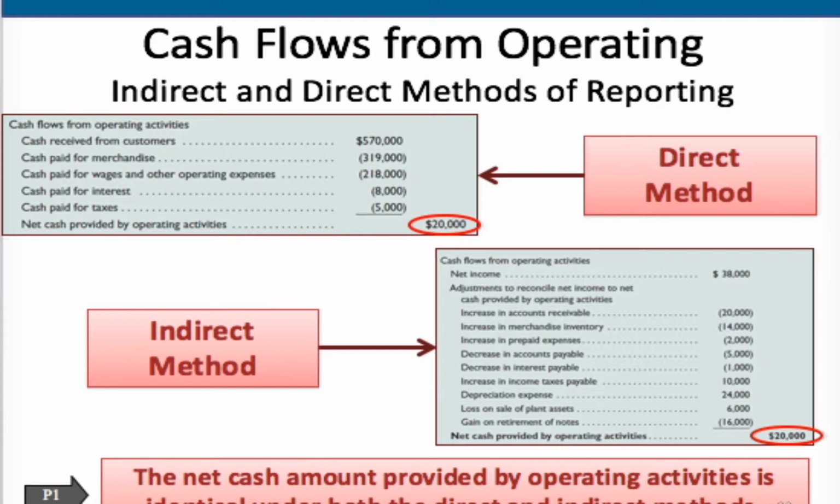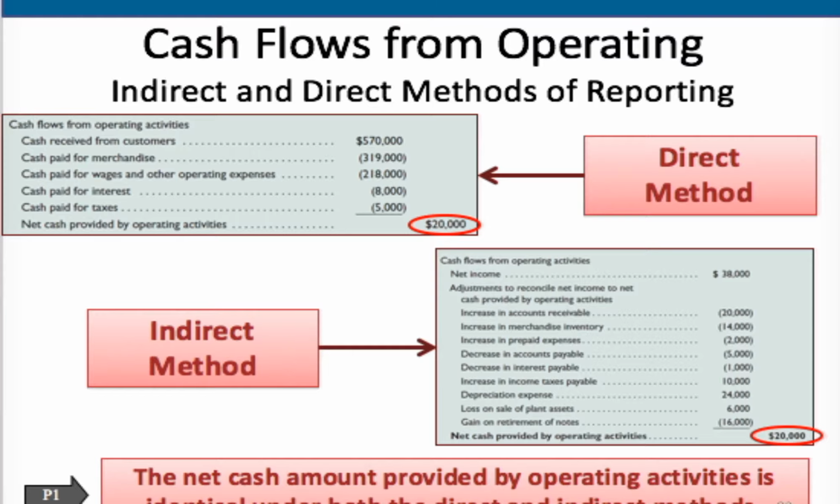Cash flows provided or used by operating activities can be reported in one of 2 ways. You've got the direct method or the indirect method. These 2 different methods apply only to this particular section, just the operating activities section. The direct method separately lists each major item of operating cash receipts, such as cash received from customers, and each major item of operating cash payments, such as cash paid for inventory. The cash payments are subtracted from cash receipts to determine the net cash provided or used by operating activities.